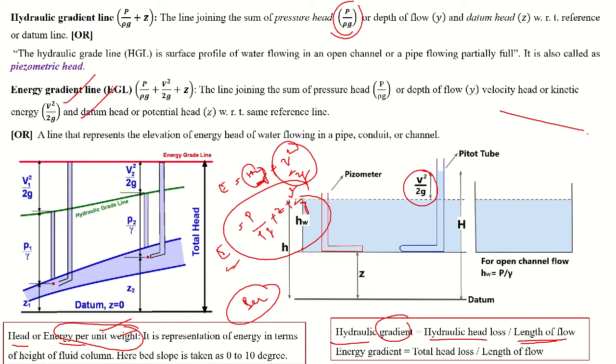Suppose the water is flowing for a long distance. Now there is a difference in head between section 1 and section 2. In this condition, how much head loss is there over this entire length? That is your hydraulic head loss by length of the flow. Similarly, the energy gradient is nothing but your total head loss by length of the flow.